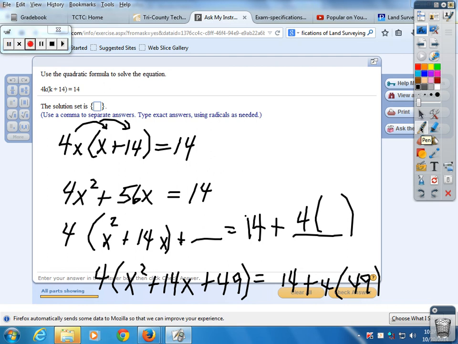All right, finish it. And go ahead and do the vertex, and y'all don't forget to sketch them now.